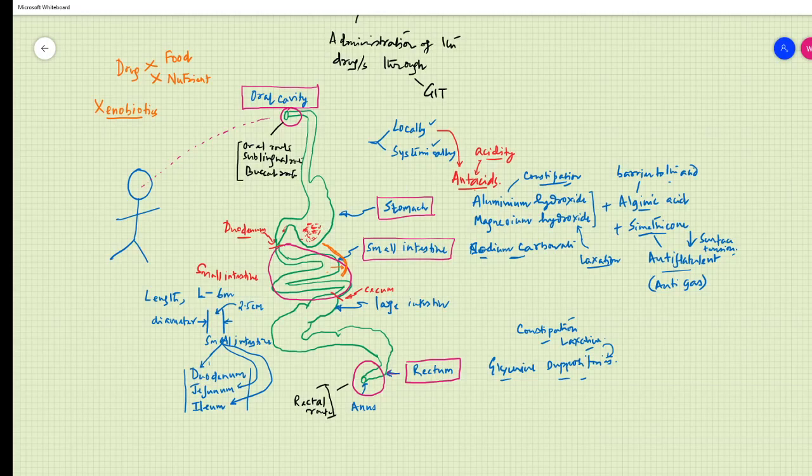Systemic are the drugs which we are all familiar with, which are meant to give a systemic action. So these drugs are meant to get absorbed from either the sublingual route, the buccal route, or the small intestine, and they are designed to enter into the blood, and after entering the blood they have their effect. So that is why it's called systemically acting drugs.